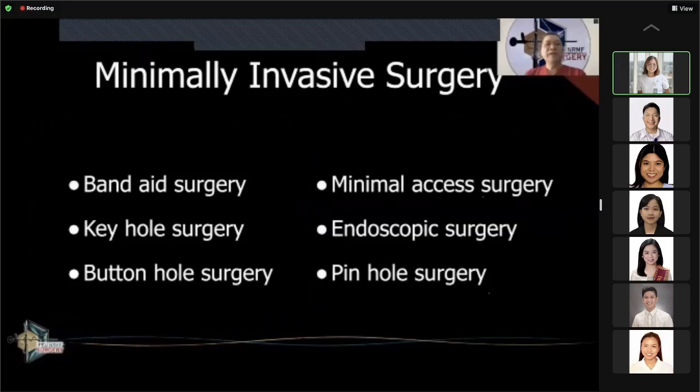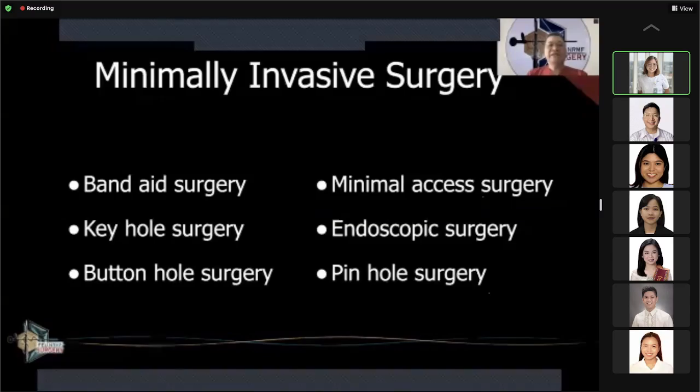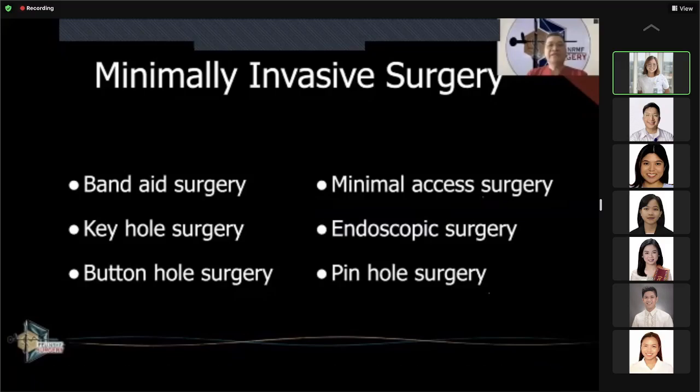So minimally invasive surgery was initially termed as band-aid surgery, keyhole surgery, buttonhole surgery, minimal access endoscopic or pinhole surgery. It is because of the small incision. But now, to make it uniform, we term it minimally invasive surgery.